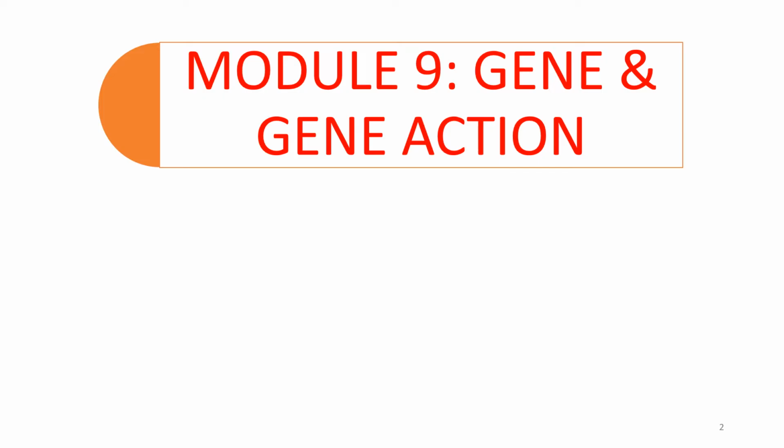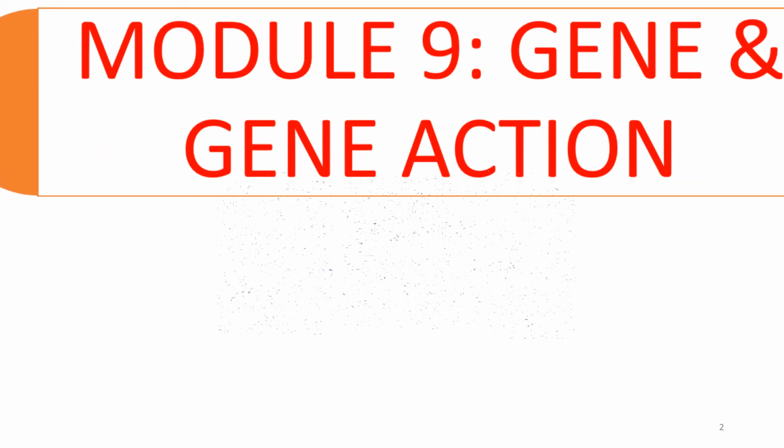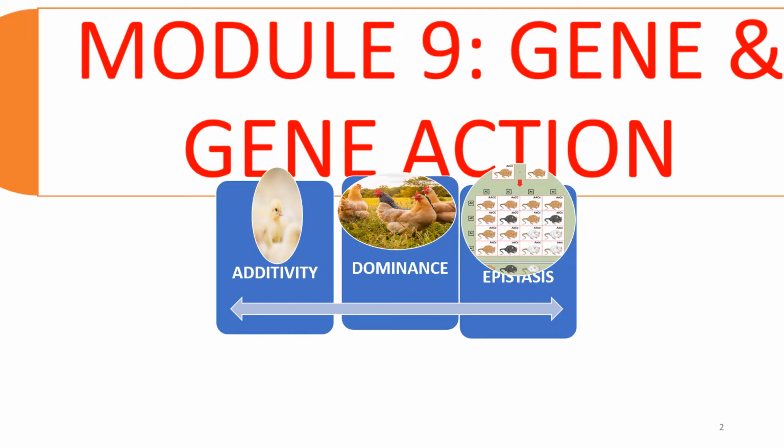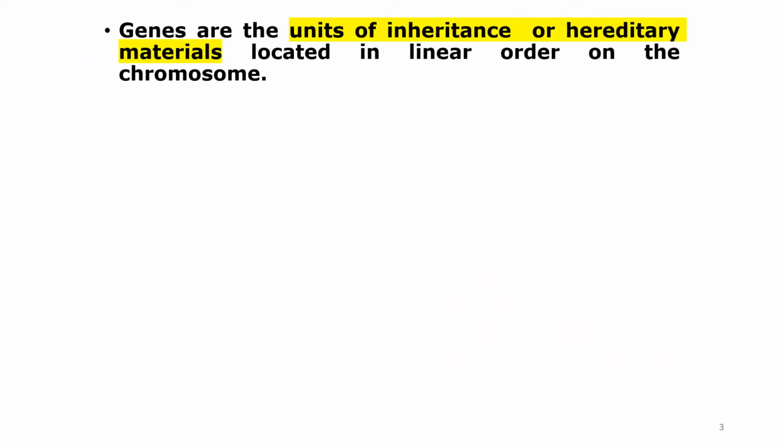Today we'll be looking at gene and gene action. So we are going to be looking basically at additivity or additive gene action, dominance, and epistasis. Then we'll also look at some other minor gene actions which are fallouts from these three basic ones.